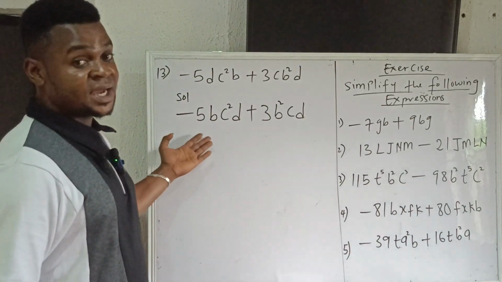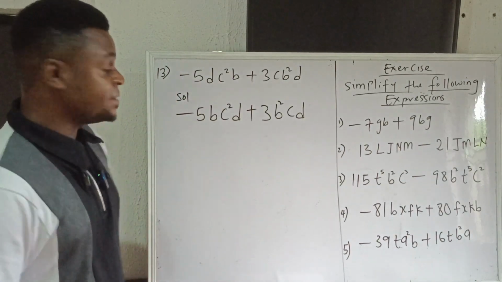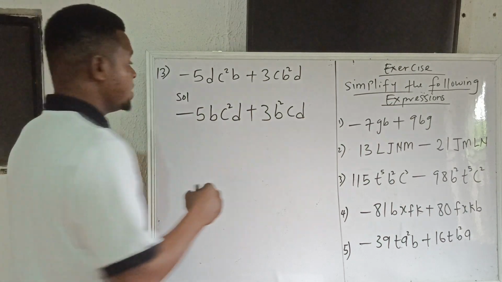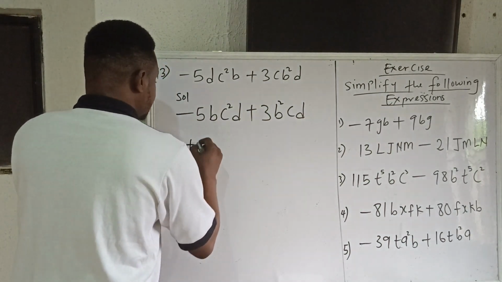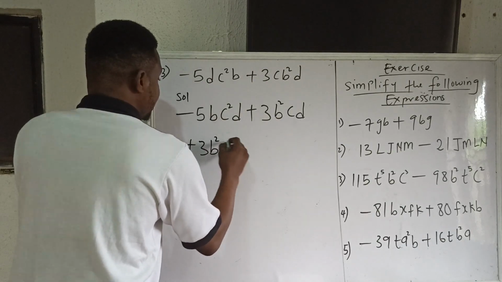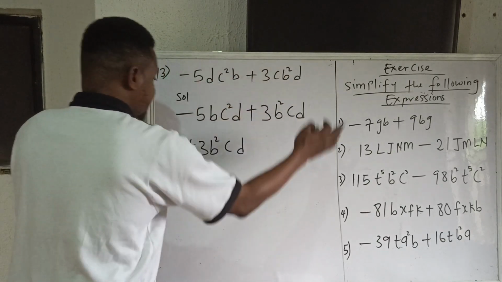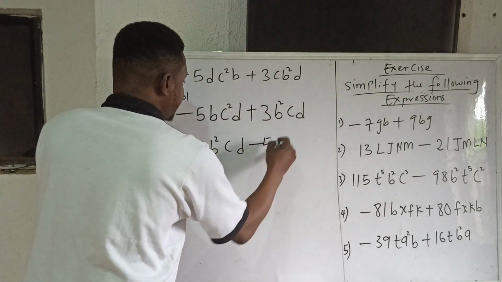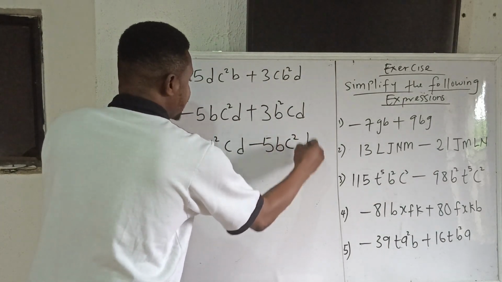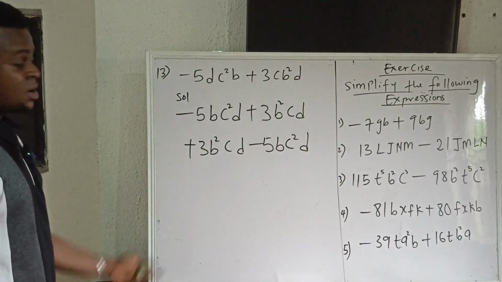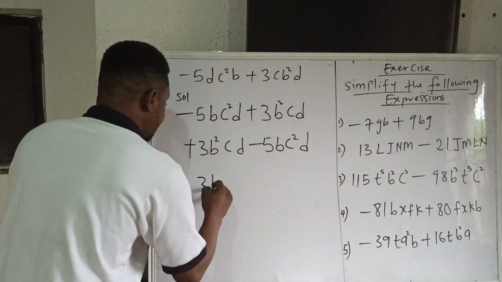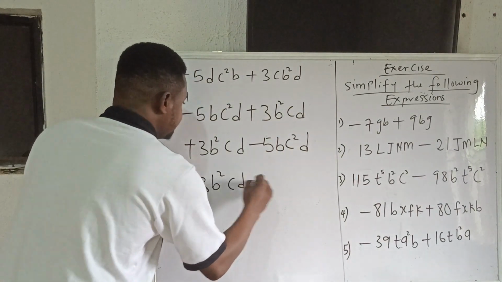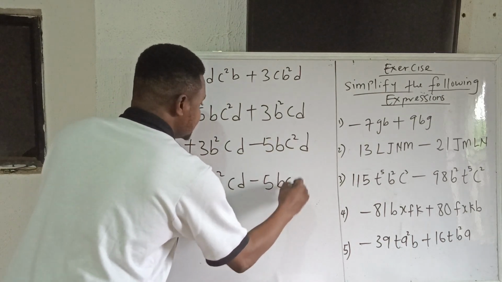So this will be my final answer. Or most times we want the plus to come first. So for the plus to come first, I can write this as plus 3b squared cd. Then this one, take it next, so that becomes minus 5bc squared d. Can you see that now? Or most times again, they remove this plus sign and write it as 3b squared cd minus 5bc squared d.